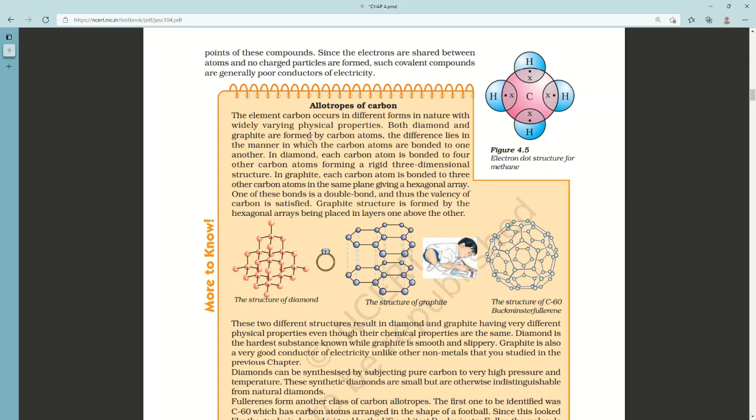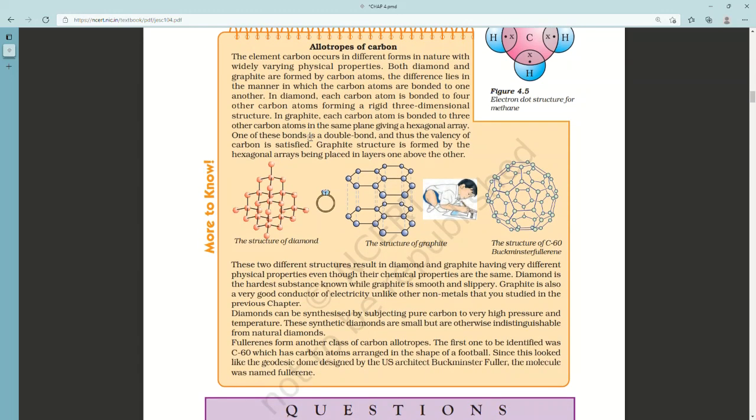Questions. There are 2 questions. First, what would be the electron dot structure of carbon dioxide, which has the formula CO2? Second, what would be the electron dot structure of a molecule of sulfur, which is made up of 8 atoms of sulfur?